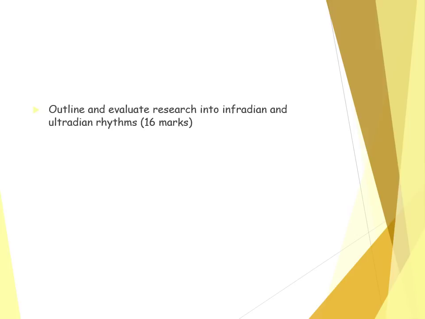Then I'd move on to ultradian rhythms, so the idea that these are shorter than a 24-hour period and we go through numerous cycles within a 24-hour period. So the sleep cycle and the BRAC cycle, talk about those, and then evaluation points, so strengths and weaknesses of that. So the supporting evidence from elite violinists, and then the weakness of individual differences in sleep patterns.